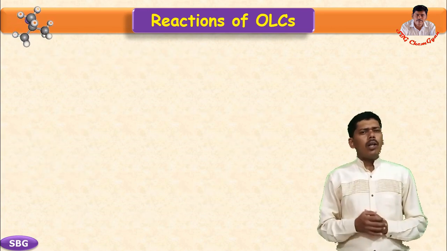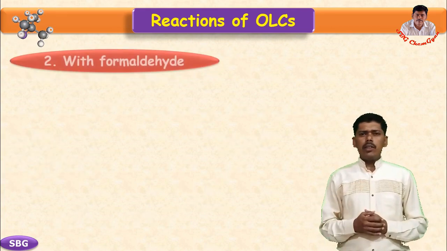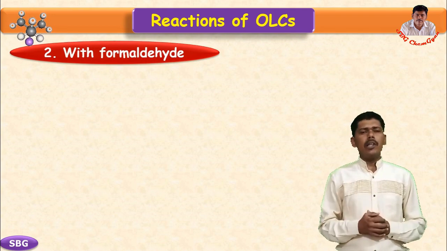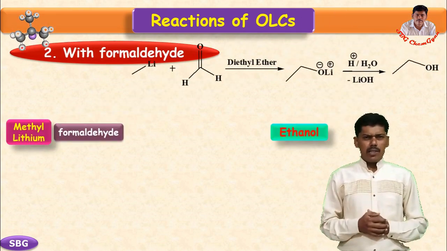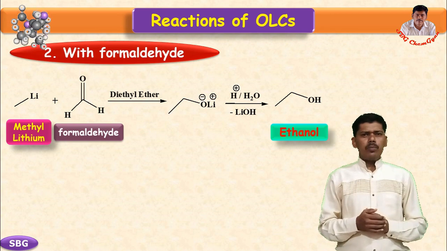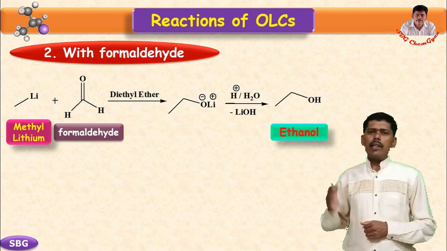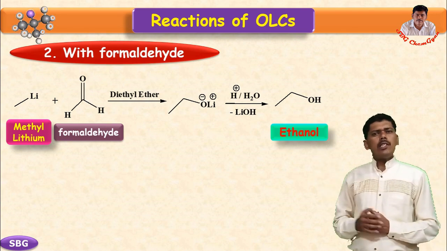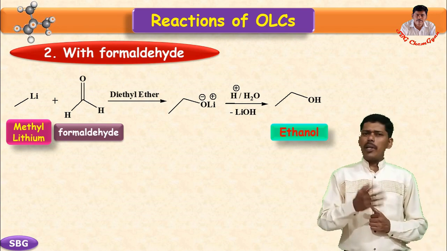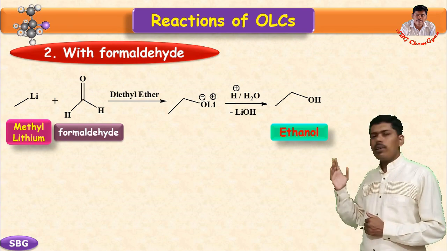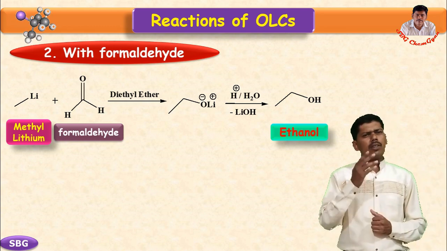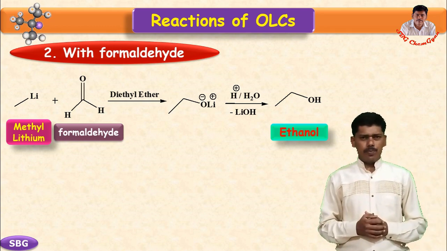Now we move on to our next reaction, that is the reaction with formaldehyde. In this reaction, alkyl lithium, here methyl lithium, reacts with formaldehyde in diethyl ether. This reaction gives a primary alcohol, that is ethanol, as a major product with the loss of lithium hydroxide.